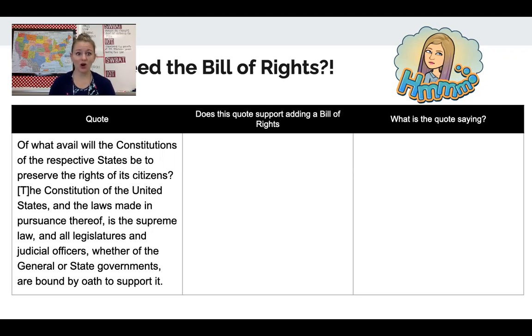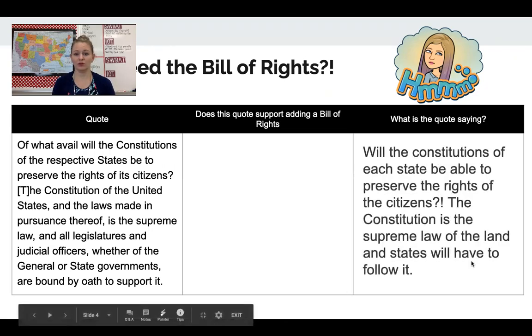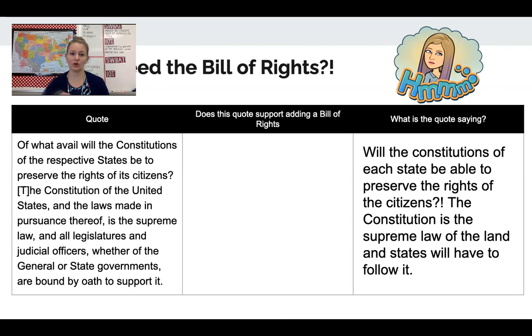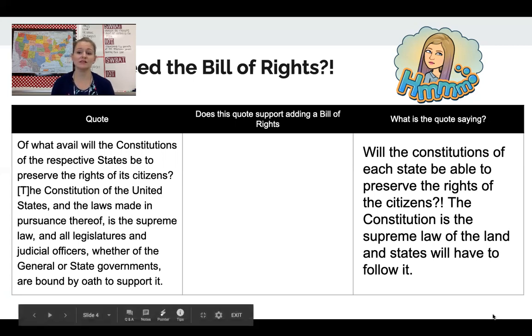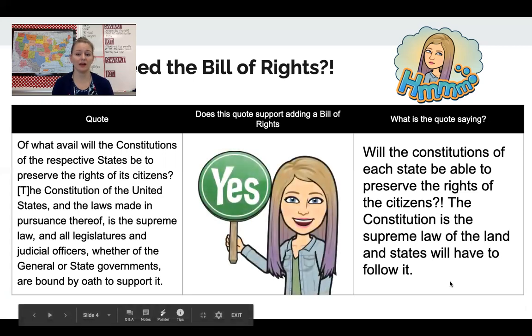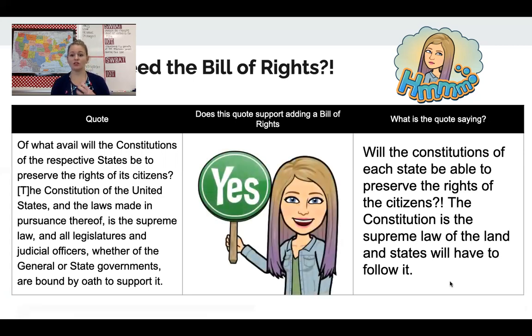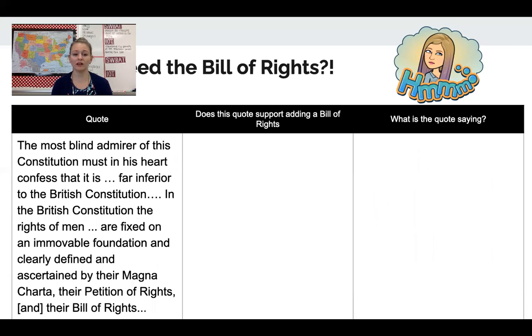Now, that is a really long, fancy way to just say this. This is what the quote is actually saying. Will the constitutions of each state be able to preserve the rights of the citizens? So, is it enough for the states to be the ones that are preserving the rights, or do we need the national government to do that? The Constitution is the supreme law of the land, and the states are going to have to follow it. So this person in this instance is making the argument that we do need to add a Bill of Rights to the Constitution. So they're saying, listen, we're not sure that it's enough for the states to preserve our rights. We want it in writing on a larger scale, because the Constitution is ultimately what has the most power. Let's look at the next one.